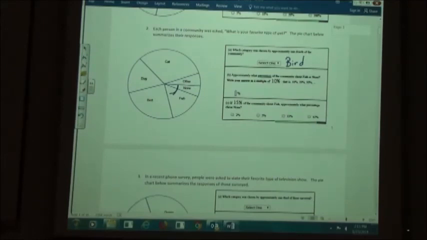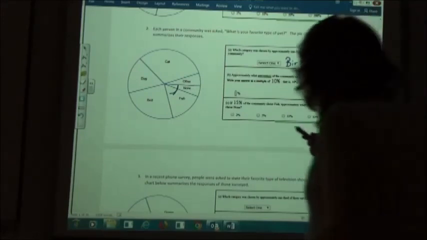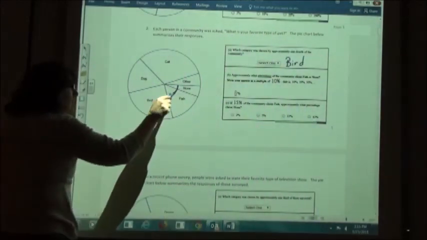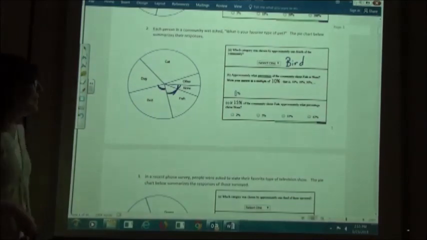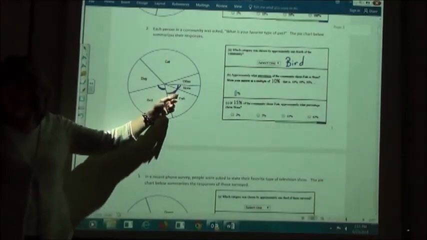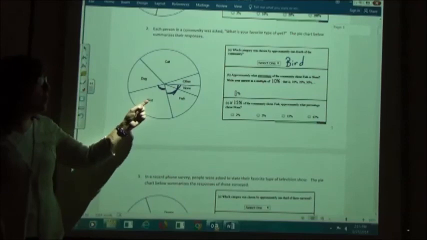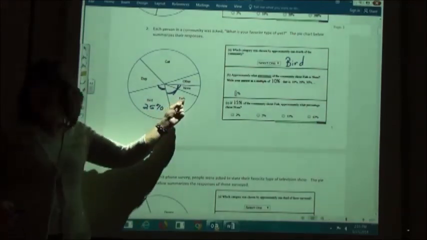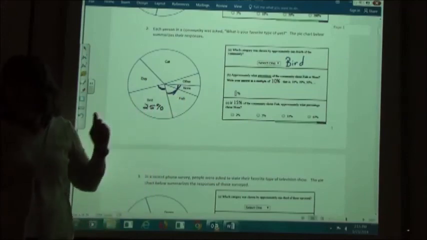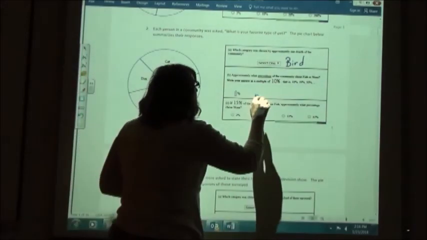If we compare it to the bird, is it bigger or smaller than the bird? This much here, does that look like it's a bigger section or a smaller section than this one here? It's a little bit smaller, right? This is 1/4. 1/4 is 25%. So since this one's a little bit smaller than that, we would say it's going to be 20%, right?